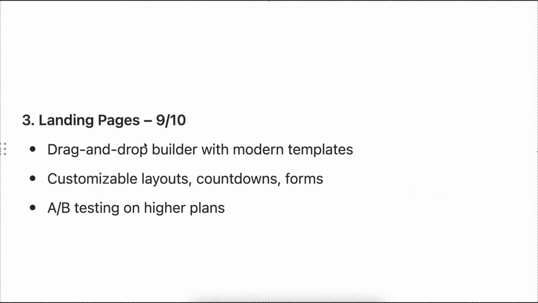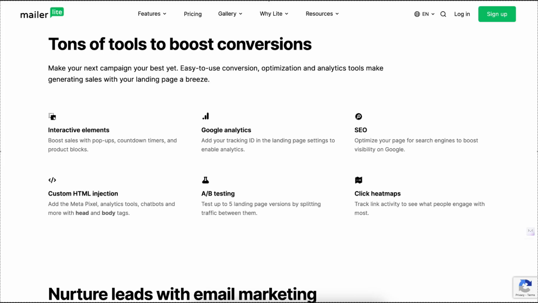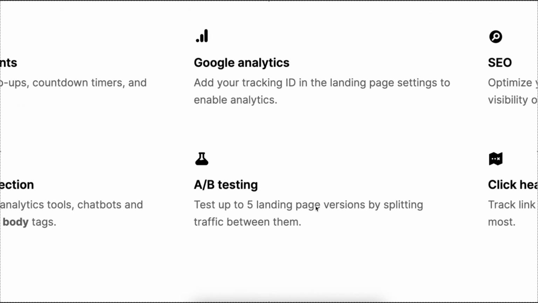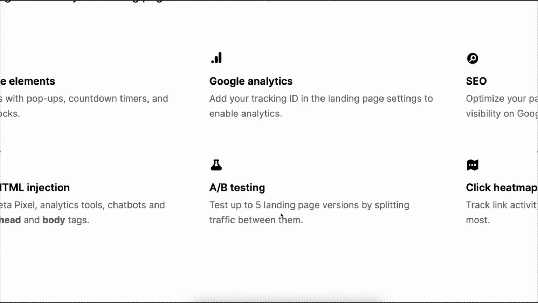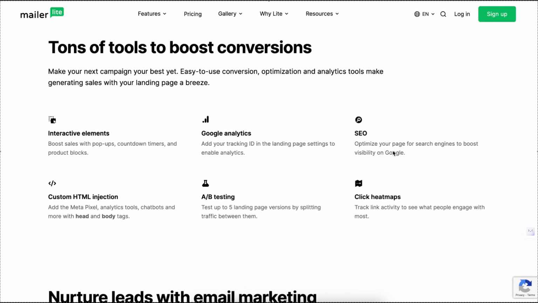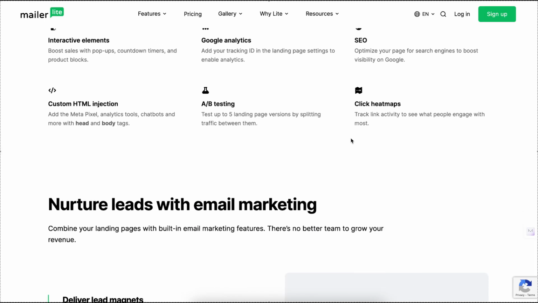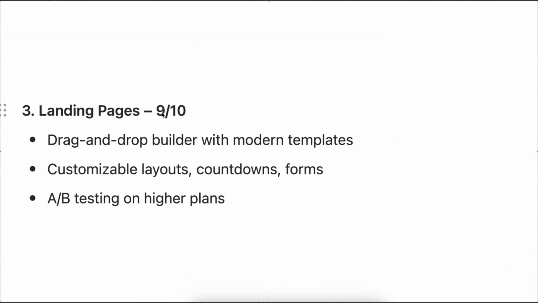When it comes to landing pages, they have a drag and drop builder. You can create some really nice designs. You can customize a bunch of stuff, all the layouts, countdowns, forms, and actually they have some very advanced features as well. So they have A/B testing, which is honestly, usually you just have A/B testing on sales funnel builders. So it's very surprising that an email marketing software has this. You also have all the SEO capabilities, Google Analytics. You even have heat maps. So honestly, it's very, very advanced. So I will give it a 9 out of 10.